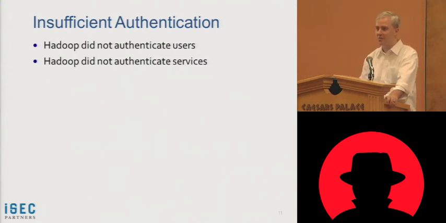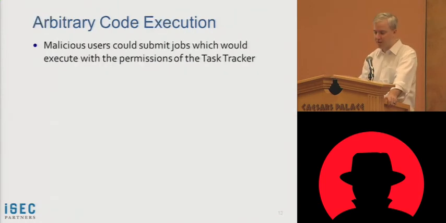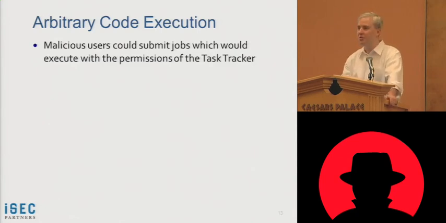And also, write access was not limited in any way. So there wasn't any privacy and no integrity either because there were no secure transports in use. So information could be sniffed on the network, information could be modified. So we can see there are some issues there. Arbitrary code execution. Because there was not sufficient authentication or authorization, pretty much anyone could submit code to a job tracker, which would then be executed with the level of permissions of that job tracker, which was generally a fairly privileged user on that physical host.